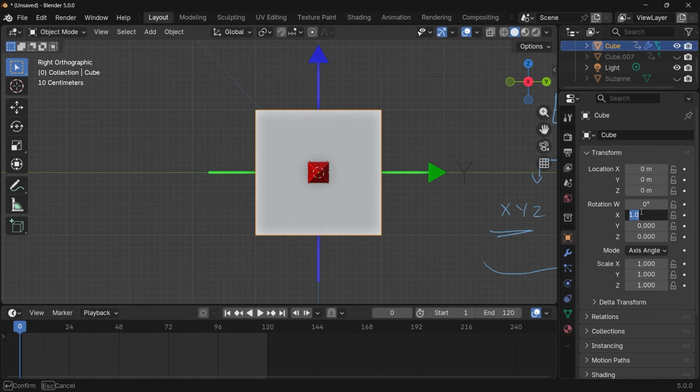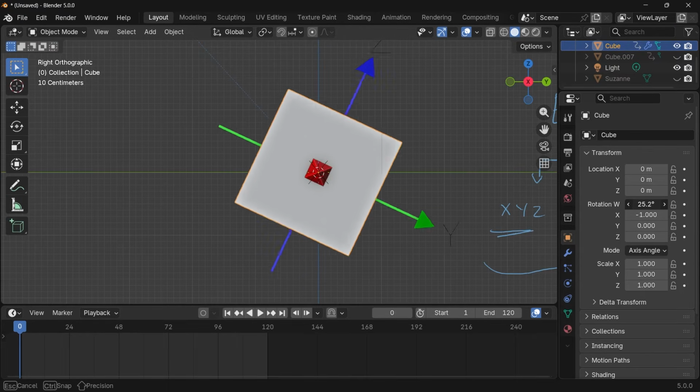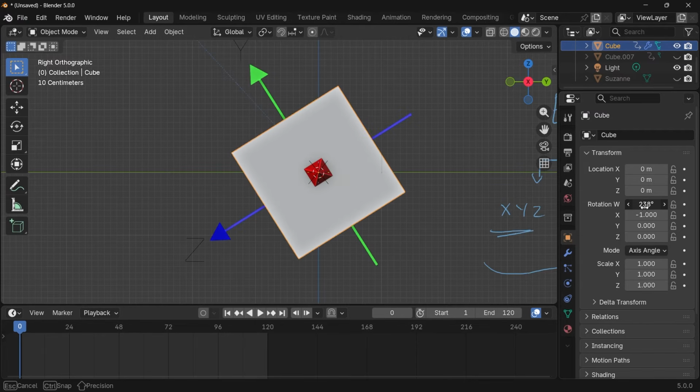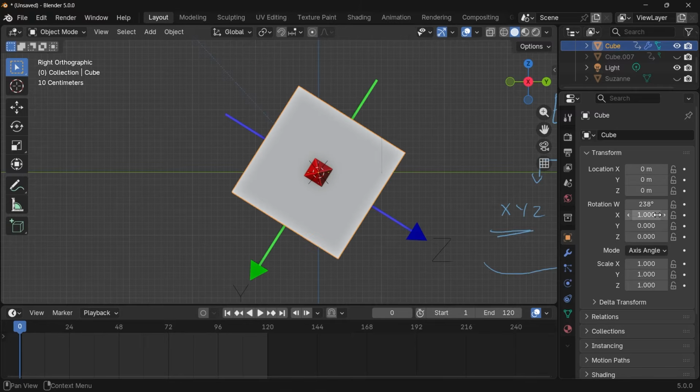However, if you were to change this to a value of -1 and start rotating this, it starts rotating in the clockwise direction. So essentially the direction of rotation flips if we change this from positive to negative. Now that's well and good for if we just choose x or y or z.